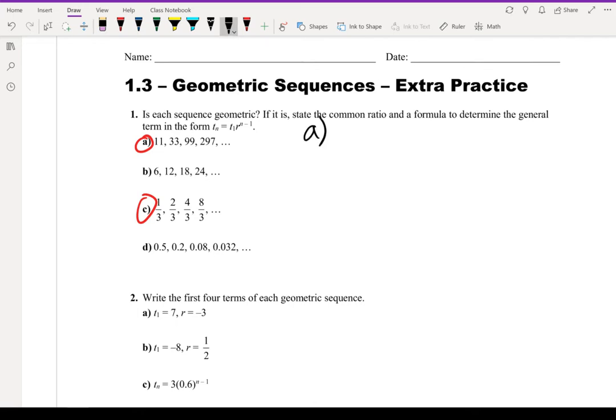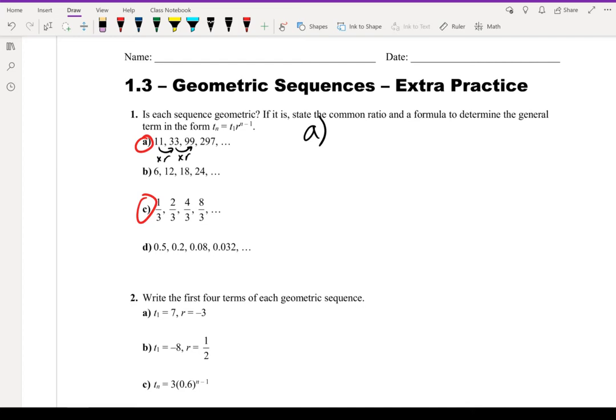Okay, I assume you have done the question already. If we look at A and C, how do we determine that common ratio? We know that every subsequent term is multiplied by a common ratio, the same r, times r, times r. The first question is quite simple. We can see that it is multiplied by 3.